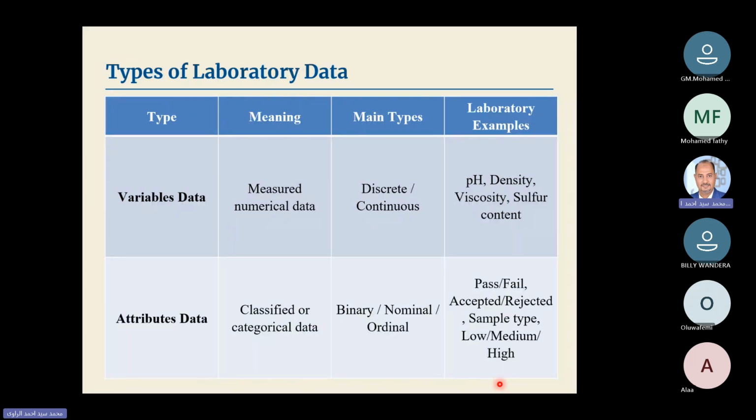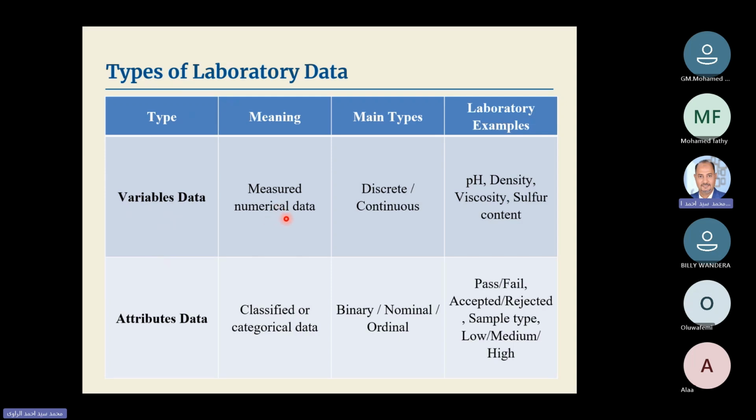This classification is important because before choosing any statistical method, we must first understand the type of data we are dealing with. So we have two main types of data in the laboratory: quantitative data and qualitative data. They are the famous categories of data in the lab, and we can also call them variables data and attributes data. Variables data is the quantitative data.